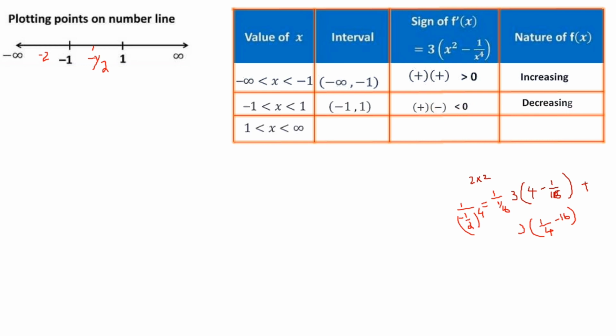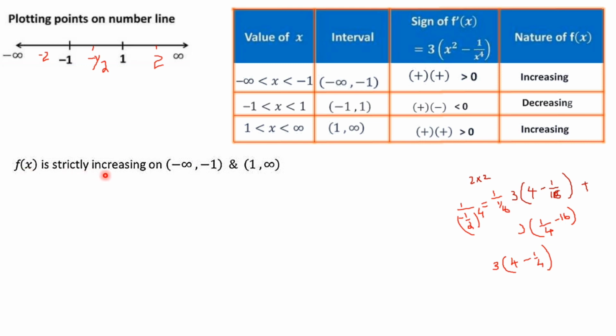The next is between 1 and infinity. Between 1 and infinity, the open interval, we can take one number. Clearly, like the previous one, we can take the number 2. When we take 2, 3 into x square, which is 2 square, 4, minus 1 divided by 2 power 4, that means 1 by 16. Clearly bigger number minus smaller number is positive. Both are positive, so it is greater than 0. It is increasing.